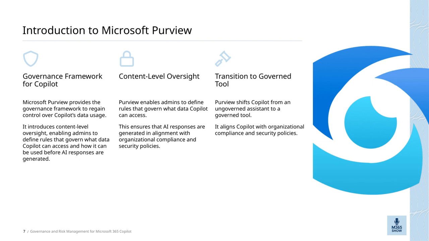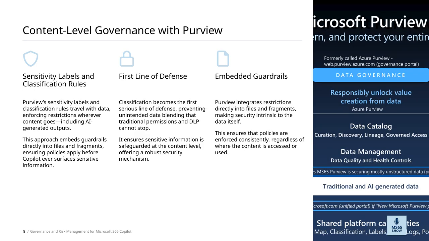Furthermore, Microsoft Purview introduces content-level oversight. This means we can set detailed rules at the data level, deciding not just what data is accessible, but also how it can be used and when. This level of governance gives us confidence that AI responses are responsible and aligned with our policies before they even happen. All of this forms a governance framework for Copilot, helping us manage and oversee its data usage effectively. It's about integrating AI into our workflows securely, ensuring we stay compliant while still leveraging the power of Copilot to boost productivity. Let's take a closer look at how Purview enhances content-level governance.